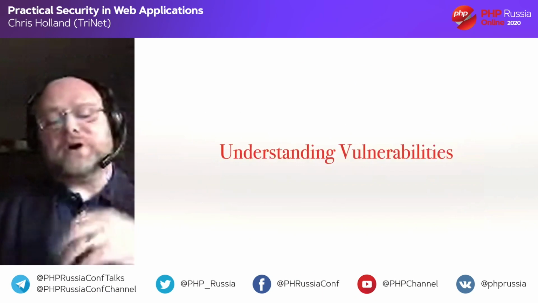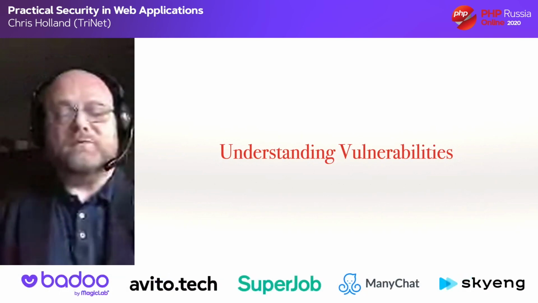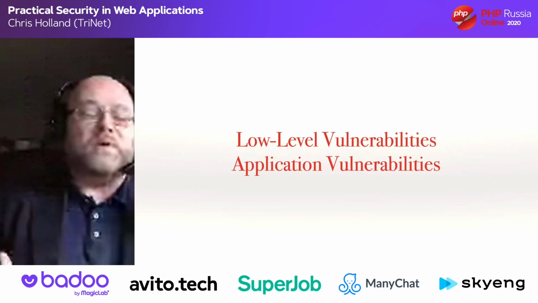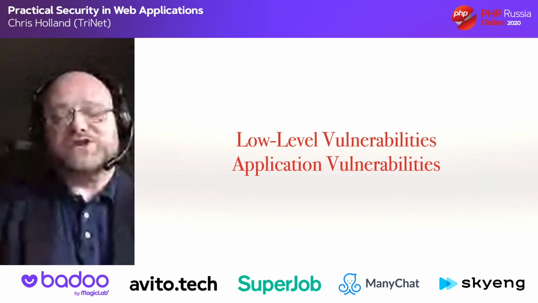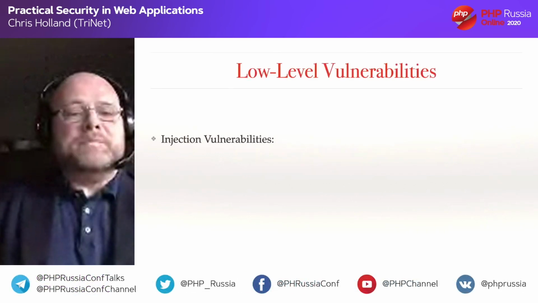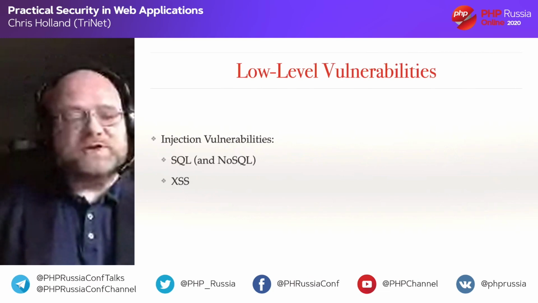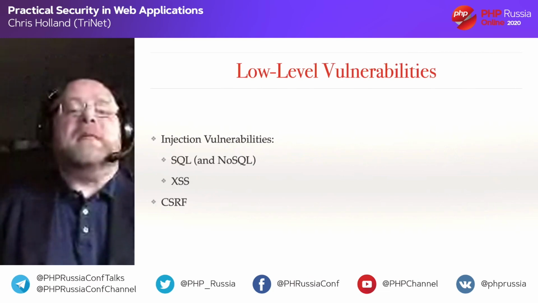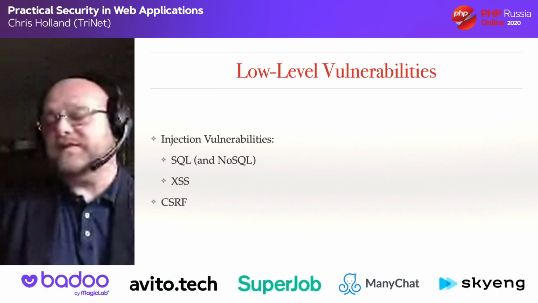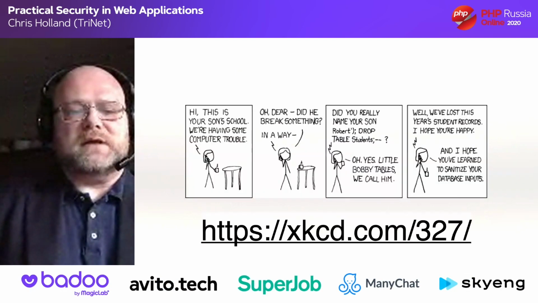I'm going to try to guide us through understanding vulnerabilities. And so we're going to look at two types of vulnerabilities. One, what I call low level, another one I call application vulnerabilities. Let's start with low level. So we're going to look at injection vulnerabilities, SQL and NoSQL injections, cross-site scripting, and then we'll also look at CSRF. We're probably not going to spend much time on XSS and CSRF, but yeah, I have a lot of links there.